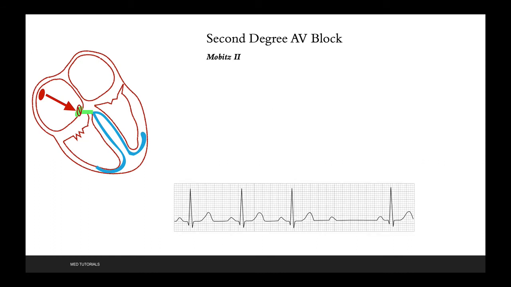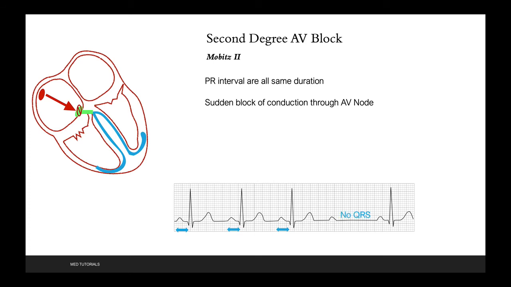What happens in second degree AV block type 2, Mobitz type 2? Here the PR intervals are all of same duration. And then we see that suddenly there's a block in the conduction through the AV node. So it's not a gradual increase of resistance, but it's just a sudden abrupt block of conduction through the AV node. So if you see the ECG, all three PR intervals are of equal duration, but then suddenly we see that there's a drop of the QRS after the P. That means there's a sudden abrupt stop of conduction after the P wave.